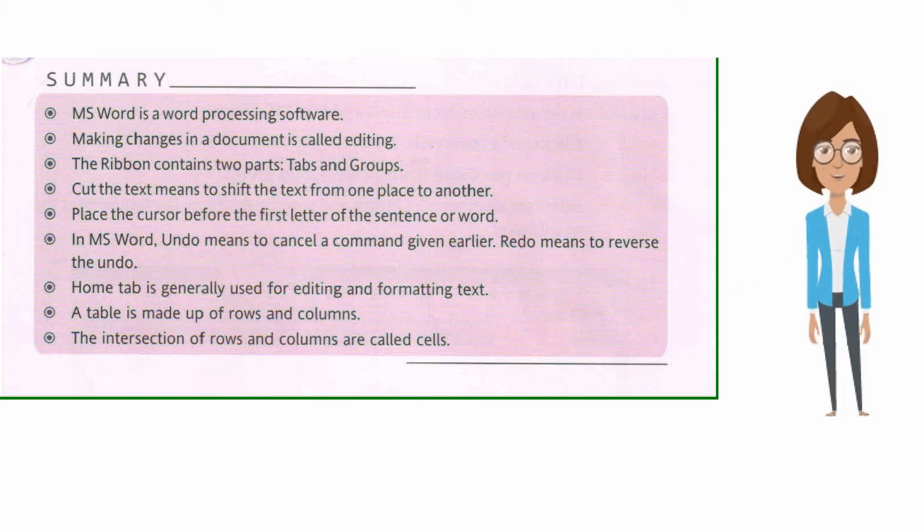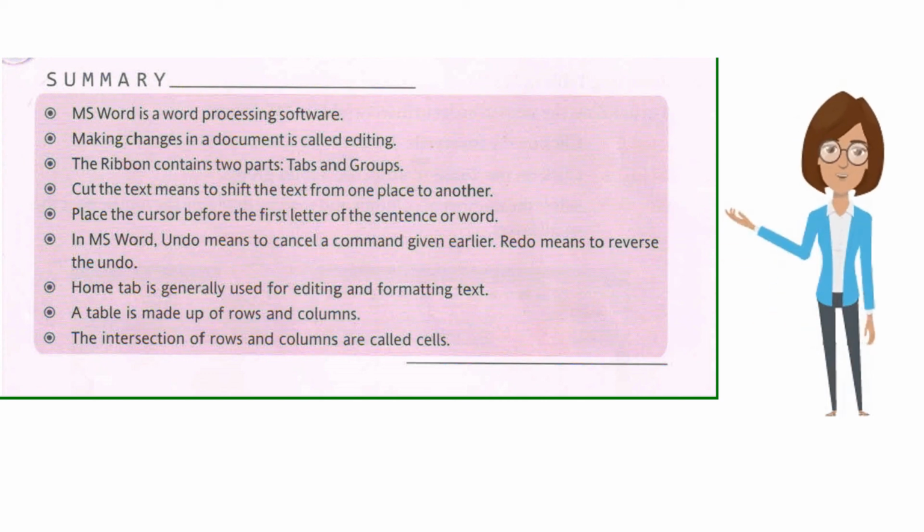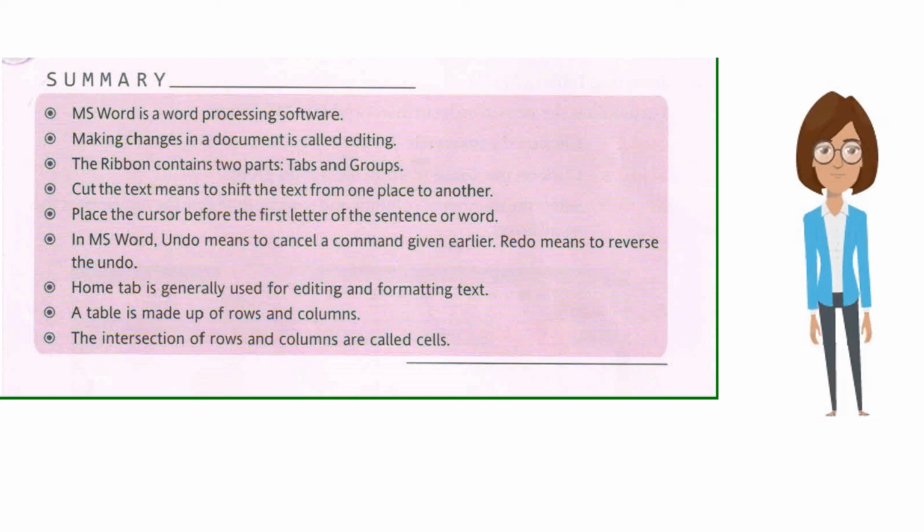Redo means to reverse the undo. The Home tab is generally used for editing and formatting text. A table is made up of rows and columns. The intersection of rows and columns are called cells.